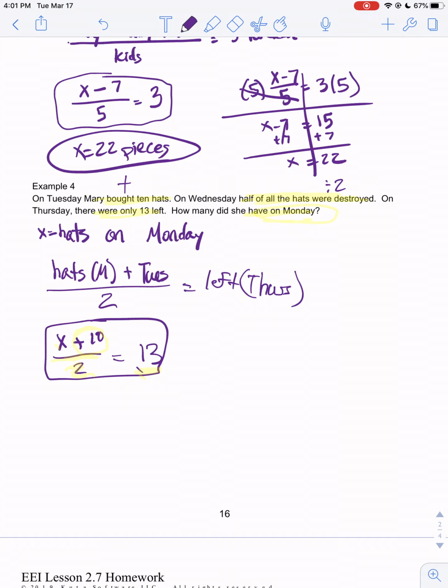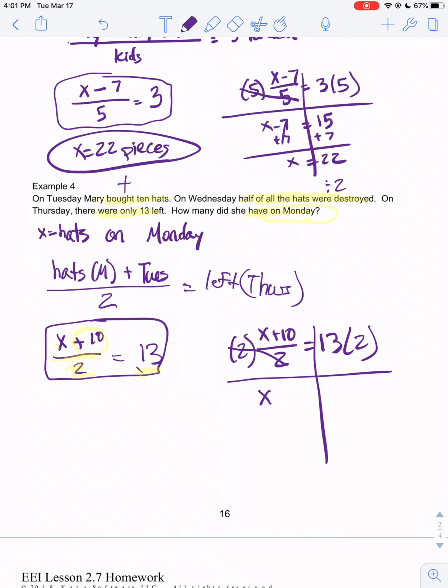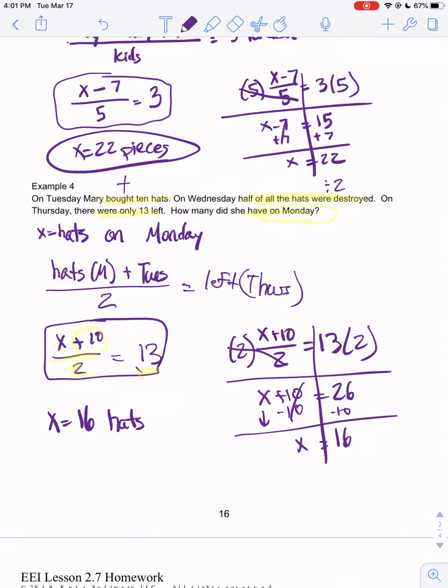So now let's solve this. So I'm going to rewrite X plus 10 divided by 2 equals 13. Multiply both sides by 2. 2 divided by 2 is 1. So I'm left with X plus 10 equals 13 times 2 is 26. Subtract 10 on both sides. Bring down my X. X equals 16. So X equals 16 hats, which makes sense because you have 16 plus 10 more. That's 26. Then you destroy half of them. Half of 26 is 13, which is what happened on Thursday when they counted the hats.